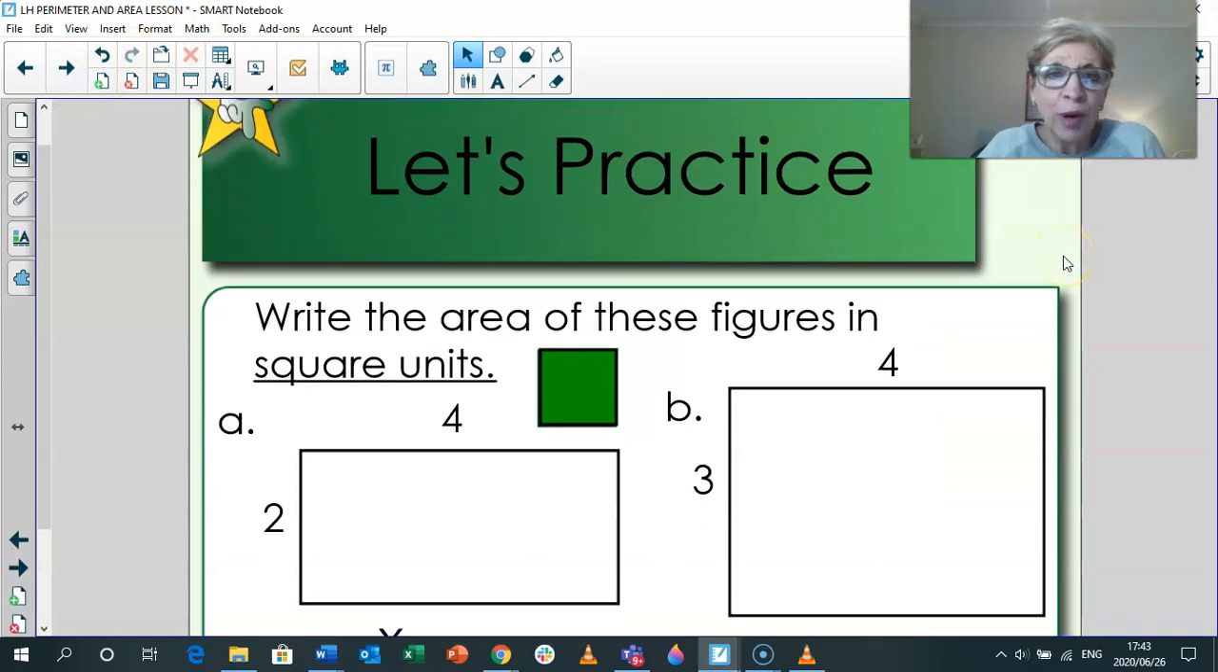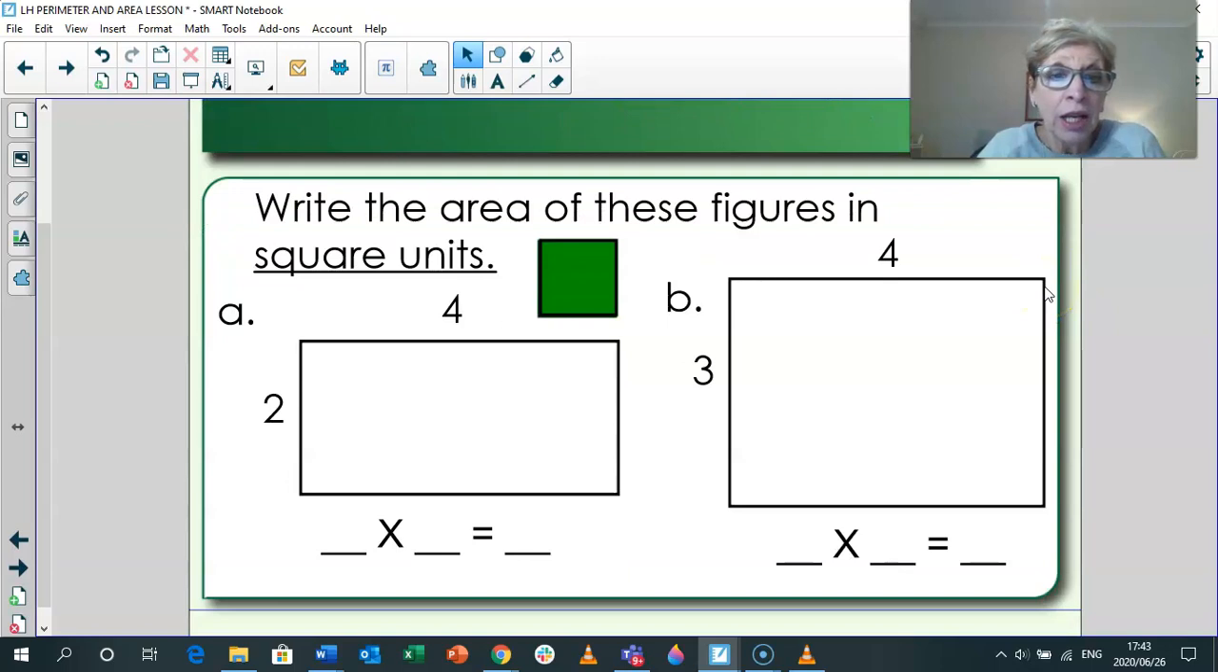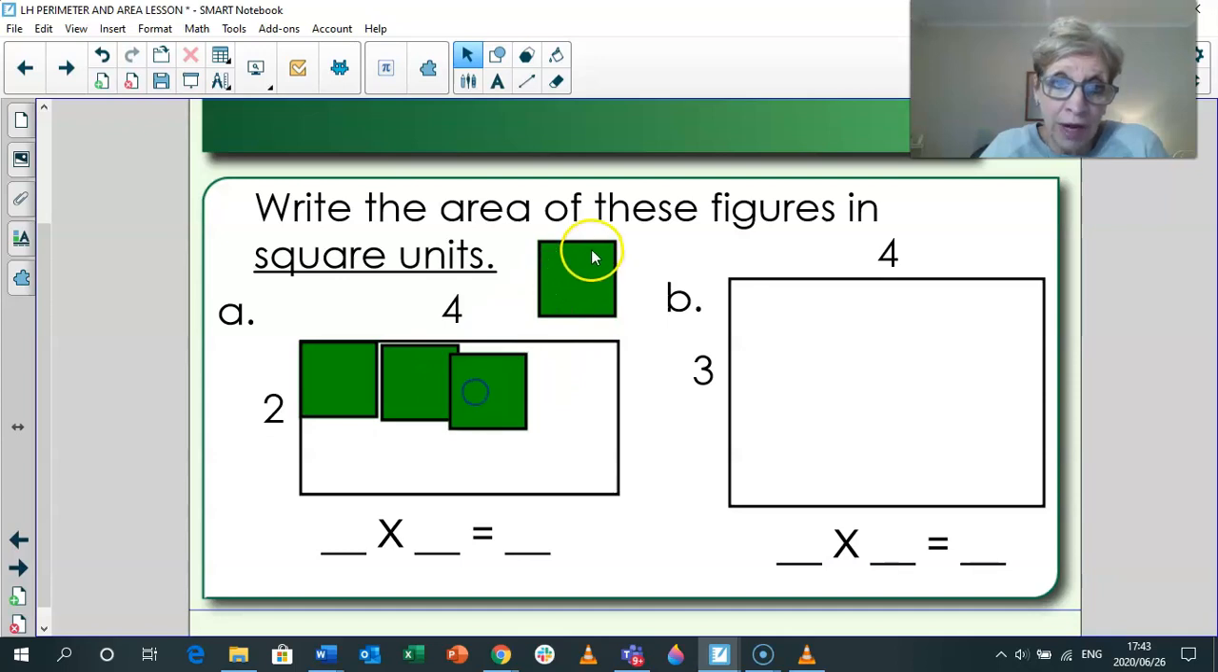Let's do one more practice. I think there's only one more practice to do, so we might be nearly finished, and then you can go and play. So write the area of these figures in square units, and I'm going to use this little square again. It says I have to have 4 squares along this line.